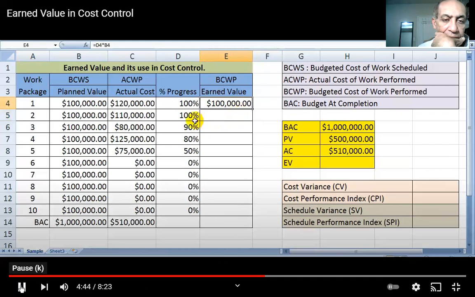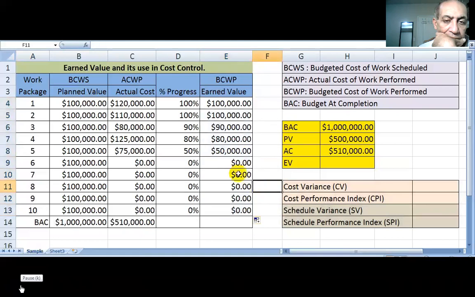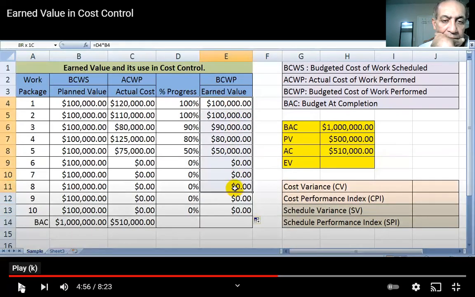Now, the same formula we have to apply for each of these work packages. So when I drag this, I'll get the values. Just to explain these numbers again, what is the meaning of it? 100% times 100,000 will give me 100,000. What is the 100%? This is the progress. How will I know it? It will be given to you in the exercise if we give you an exercise like this.